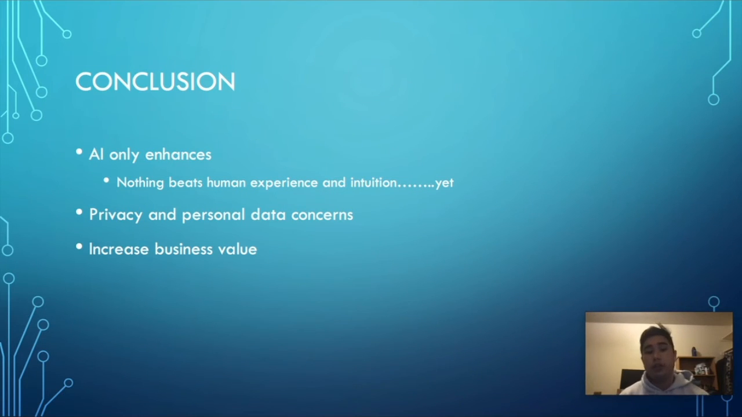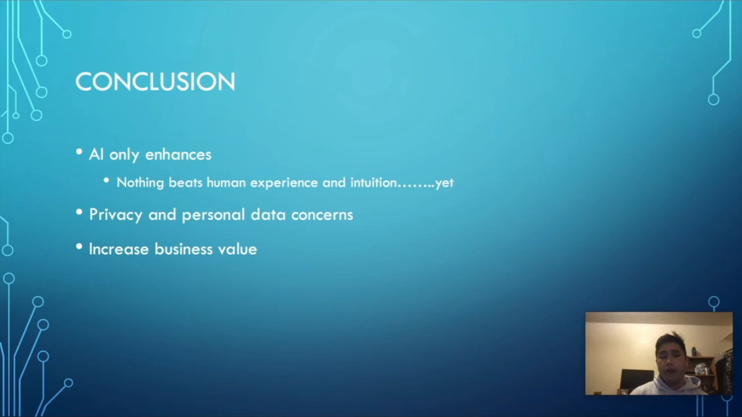So in conclusion, it's important to realize that even though AI benefits the sales process tremendously, AI only enhances. There still needs to be a human element because nothing beats human experience and intuition as of yet. Maybe in the future, a very intelligent computer can, but as of right now, it should only be reserved for automating repetitive tasks and providing intelligent data, and it's up to the human to interpret that data, basically.